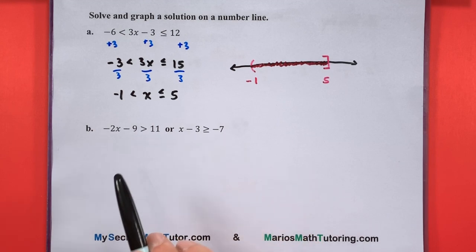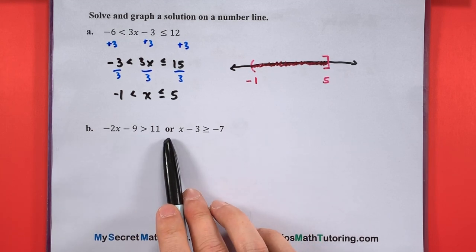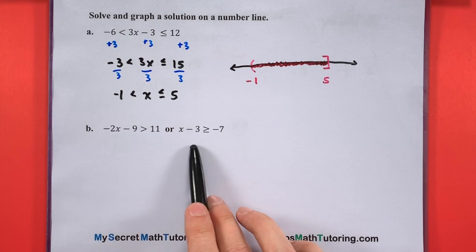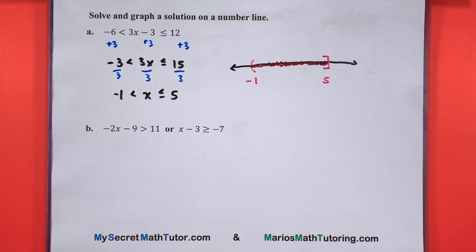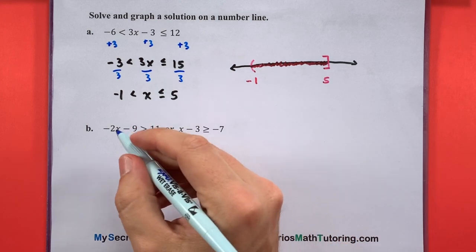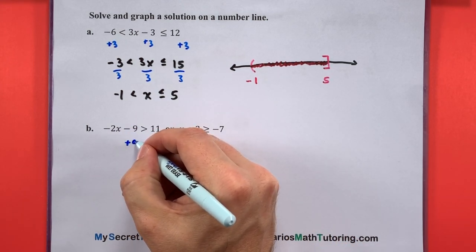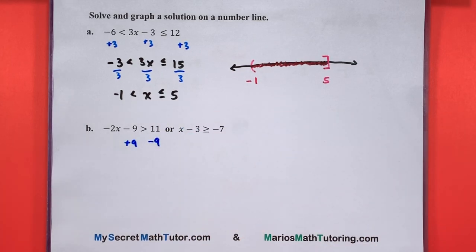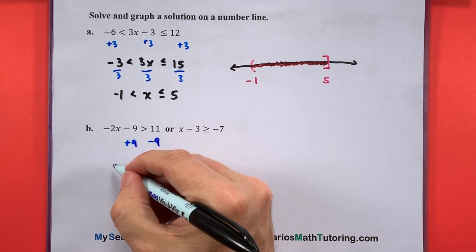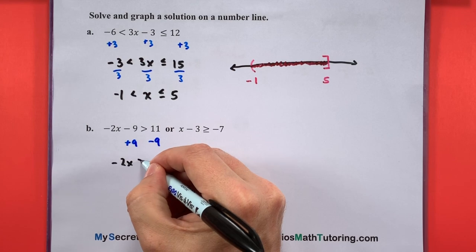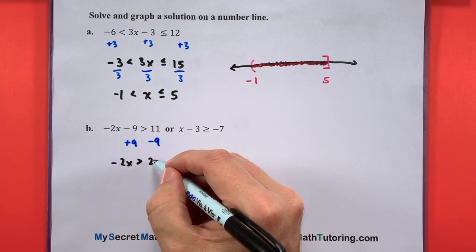All right, let's try that second problem. We'll see in the second one, we're still dealing with an inequality, but this time it's connected with OR. So we'll solve each problem separately and then go ahead and look at the combined solution when we get to that number line. All right, let's see what we've got. So the first step, we're going to add 9 to both sides. This will give us negative 2x greater than 20.